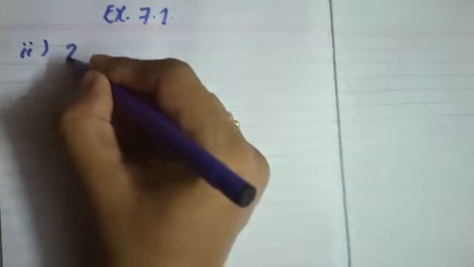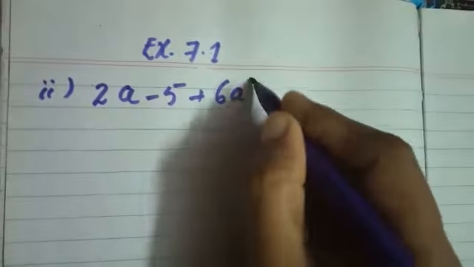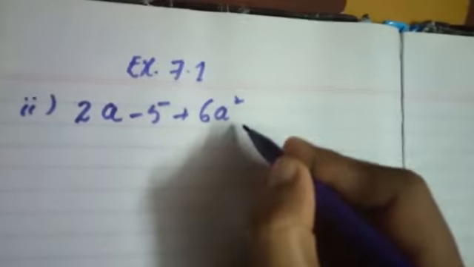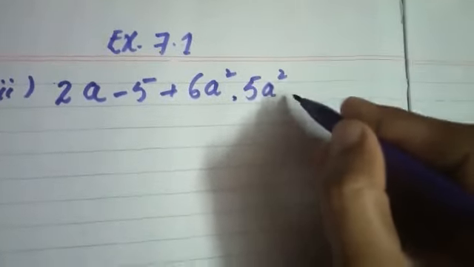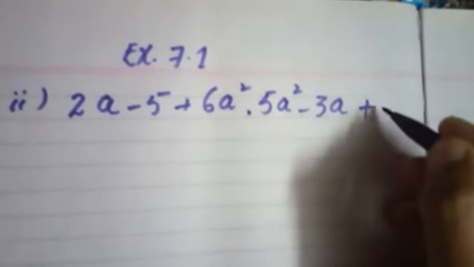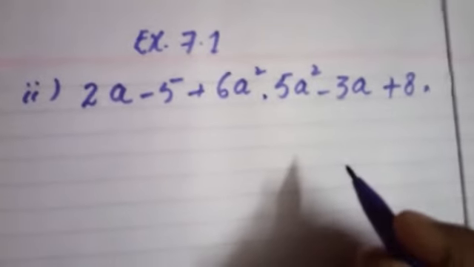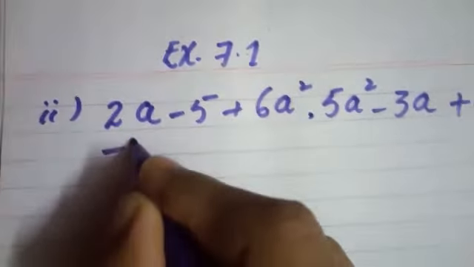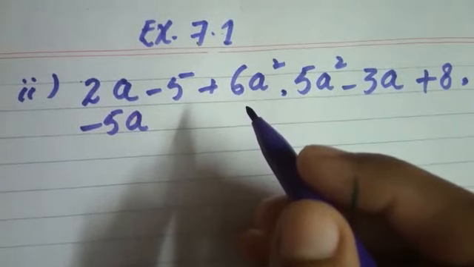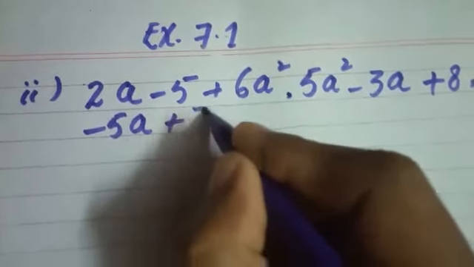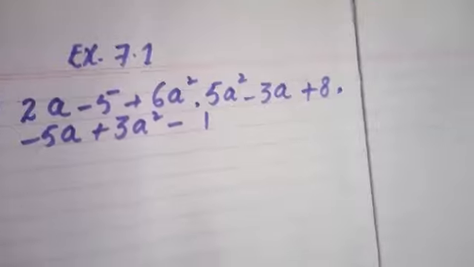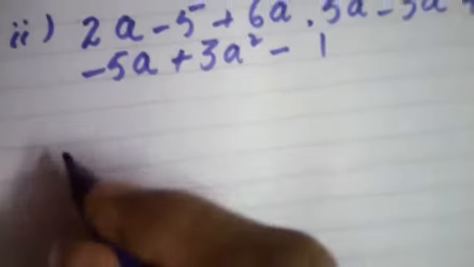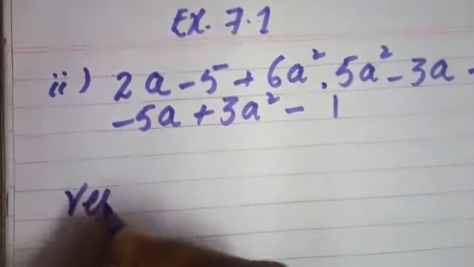This is the expression 2a minus 5 plus 6a square. That is the first expression. Now the second expression is 5a square minus 3a plus 8. And the third expression is minus 5a plus 3a square and minus 1. First, we are trying to solve these expressions using the vertical method.